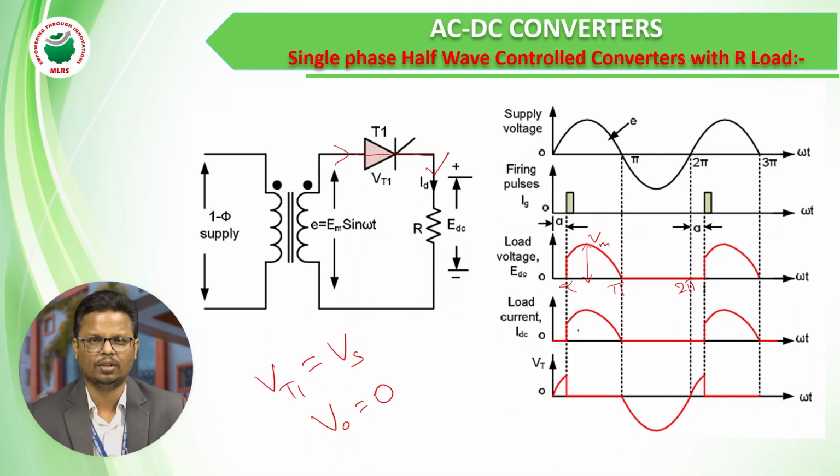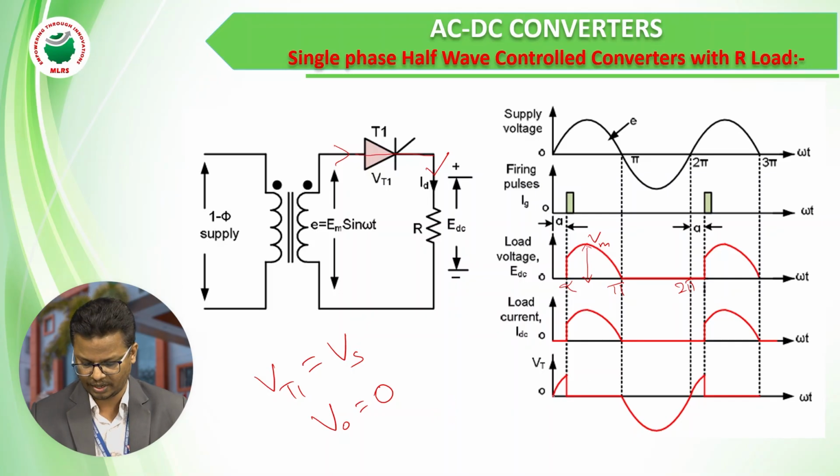In a resistive load, the output voltage and output current both look similar, but the amplitude of the current is less than the voltage. Okay, and here if you observe the voltage across the thyristor, already I told you from 0 to alpha we didn't give any triggering pulse, so the source voltage will be applied across VT1.